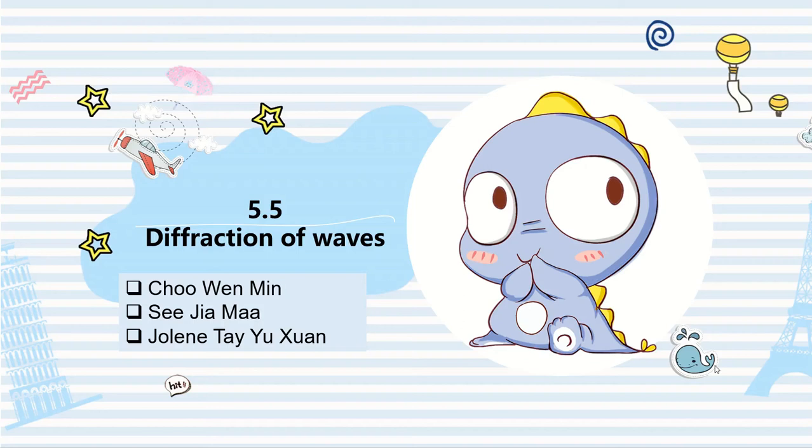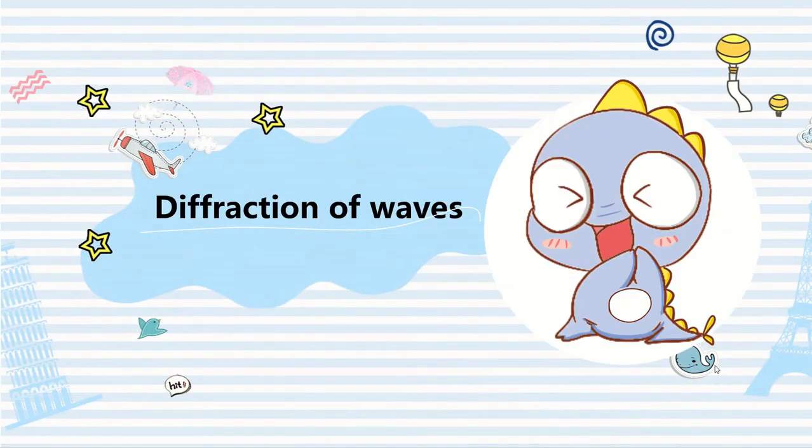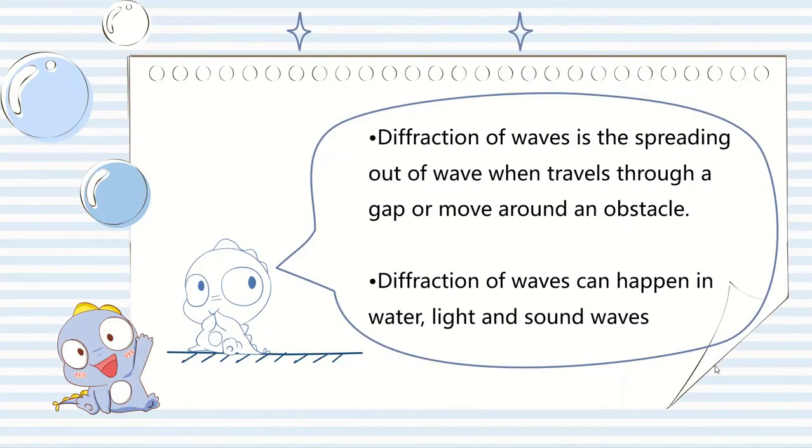Hi everyone, today we are going to talk about diffraction of wave. So what is diffraction of wave? Diffraction of wave is the spreading out of wave when it travels through a gap or moves around an obstacle.